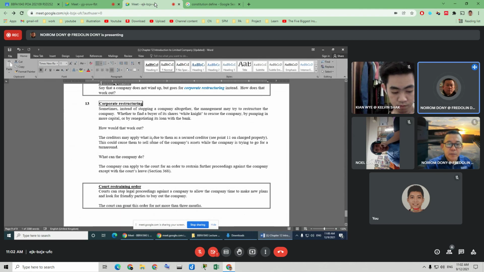So the creditors may apply for what is due to them as secured creditors. This could cause them to sell some of the company's assets while the company is trying to go for a turnaround. So what can the company do? The company can apply to the court for an order to restrain further proceedings against the company, except with the court's leave.